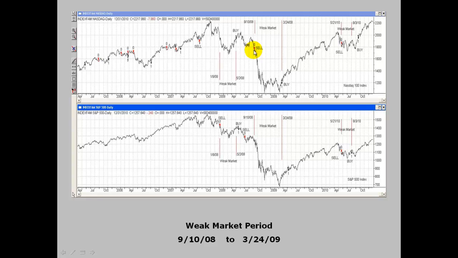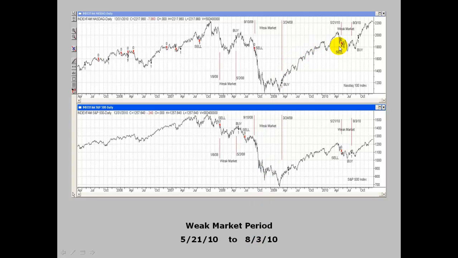And you can see, subsequent to this identification of this weak market period, the market dropped substantially and violently over the next few months. Our weak market signal stayed in effect until we got this buy signal, canceling the weak market signal on March 24th of 2009. And note again that the model correctly identified the time to re-enter the market and to benefit from the rally that occurred subsequent to the weak market period.